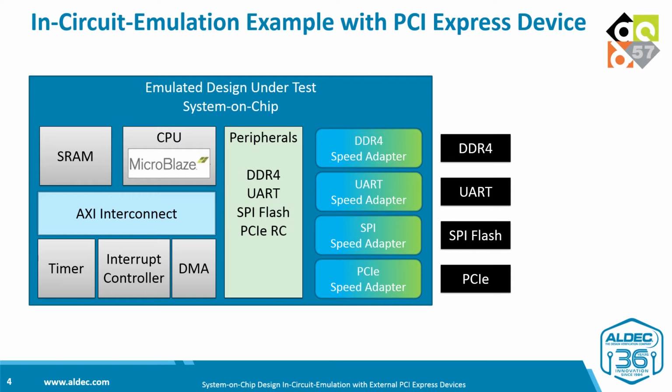External peripherals include DDR4 memory, UART port, SPI flash memory, and PCI Express device. So we'll go through the design process of the PCIe speed adapter, but the remaining peripherals also require speed adapters. Note that the principles presented for the PCIe are applicable for the remaining peripherals.